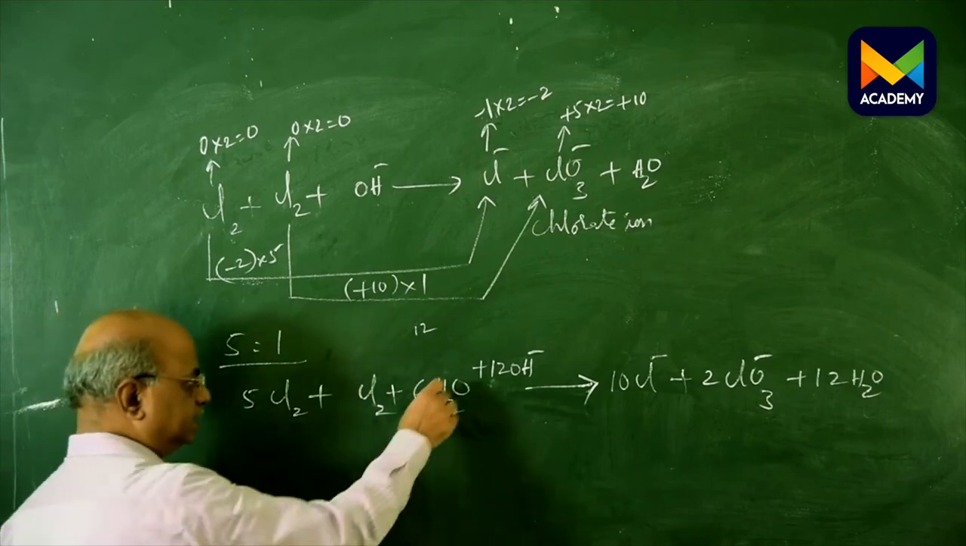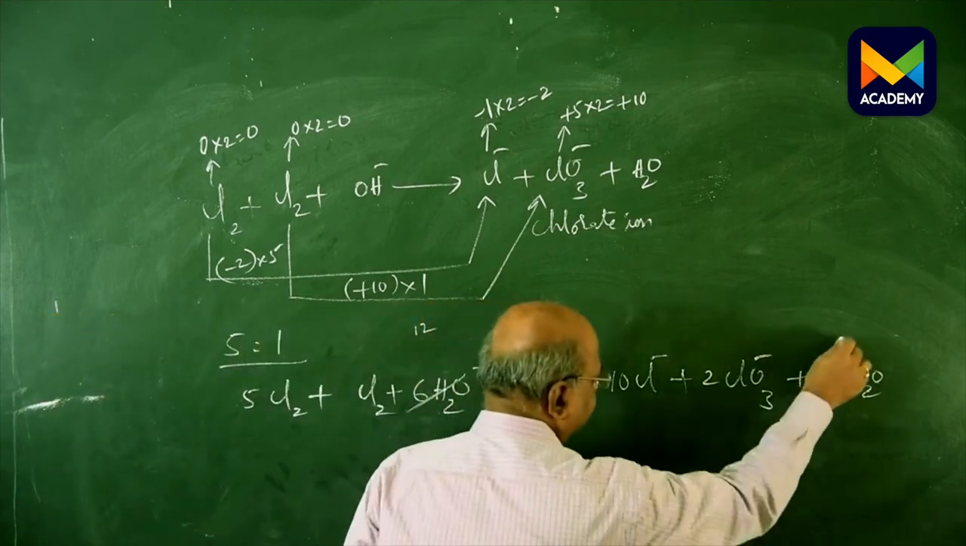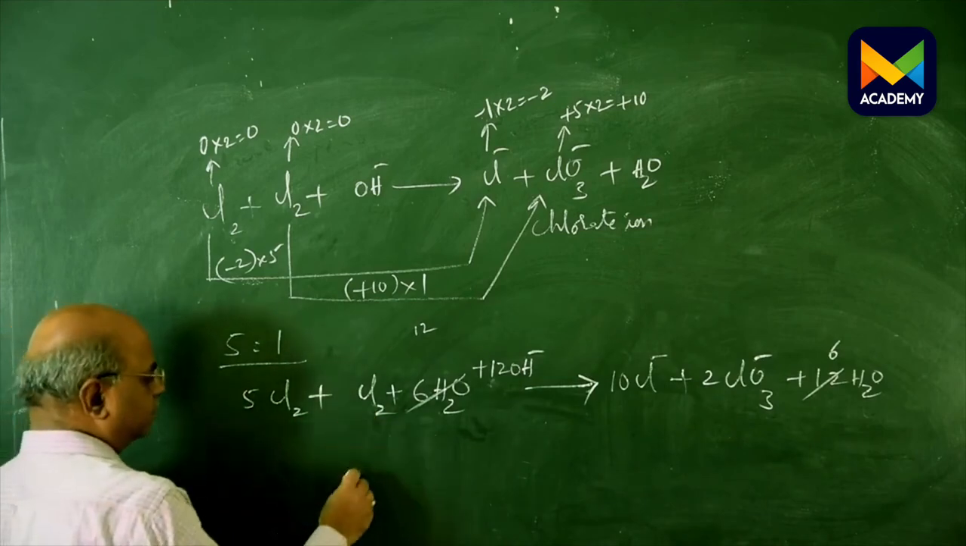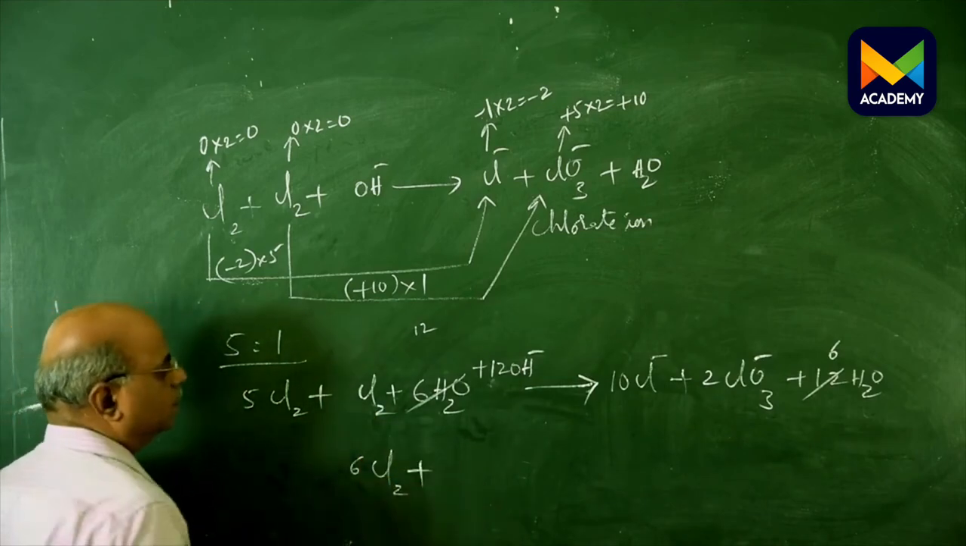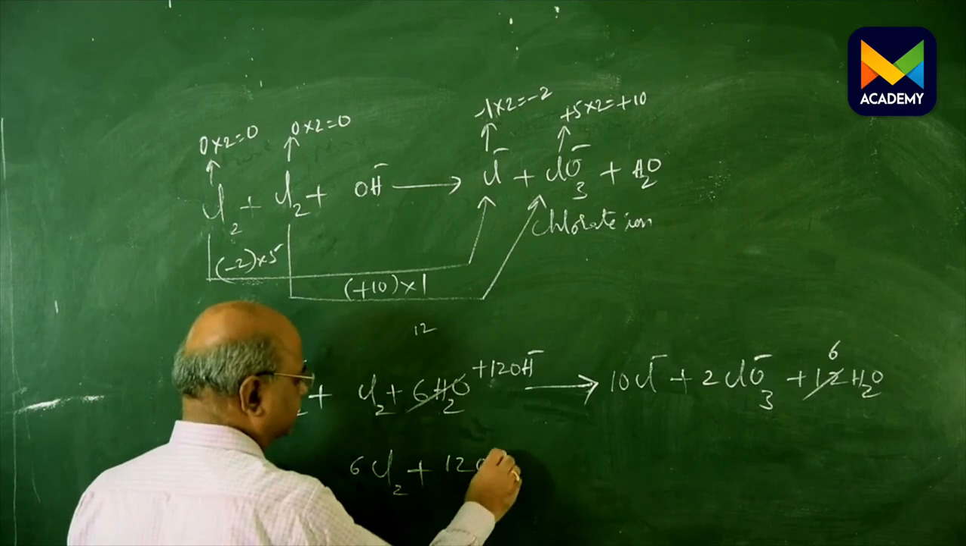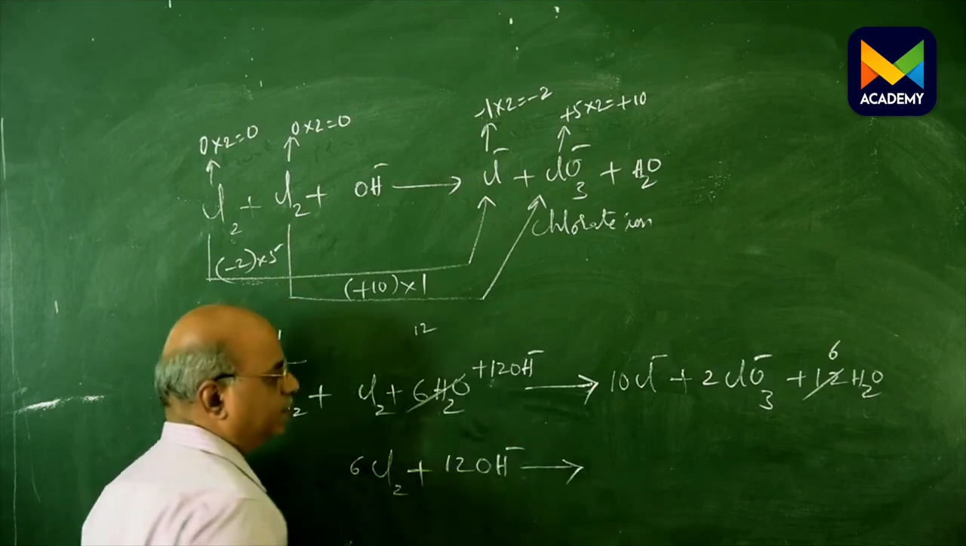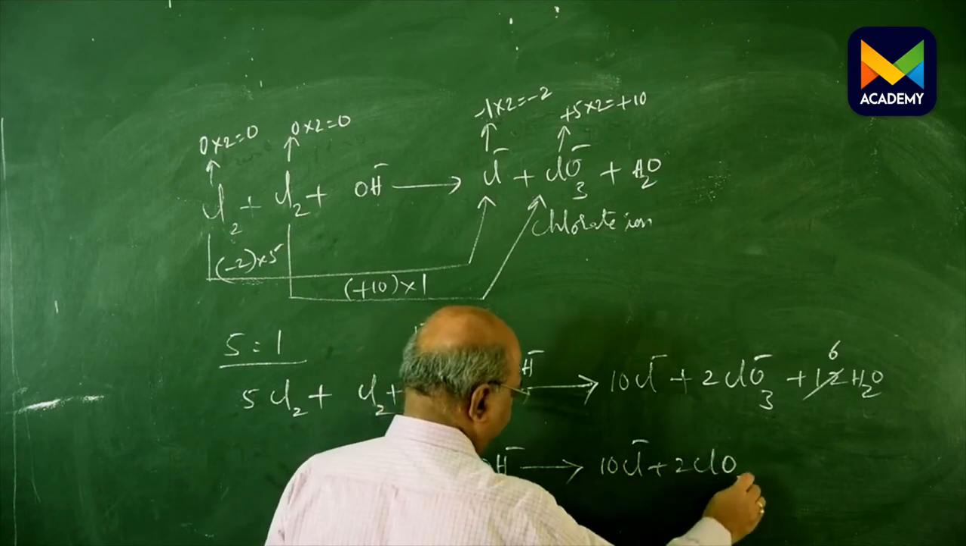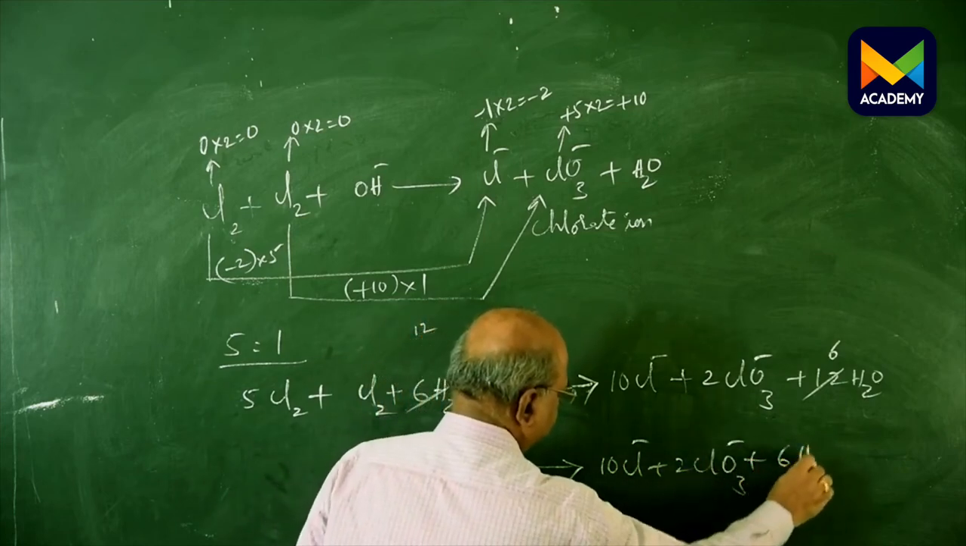Now I can cancel the 6 water molecules, as water molecules are common, to write 6H2O. Now clubbing the information, 5 plus 1, 6Cl2 plus 12 OH minus, giving 10 Cl minus, 2 ClO3 minus, plus 6H2O.